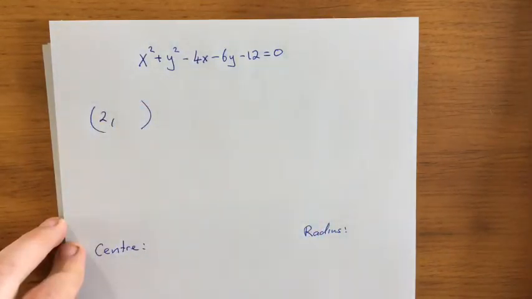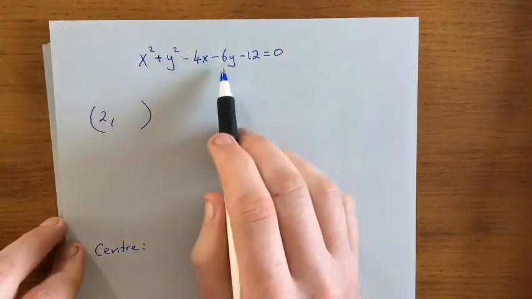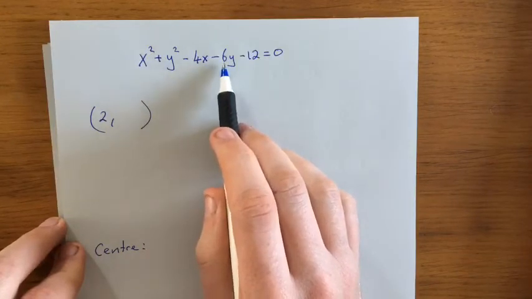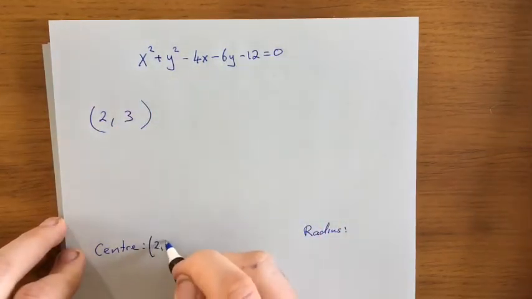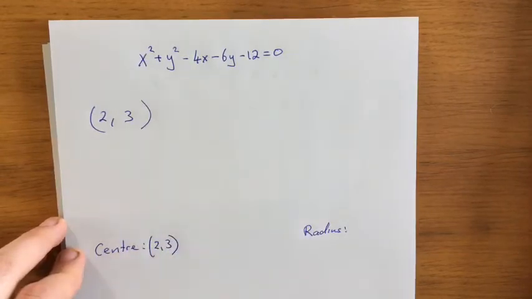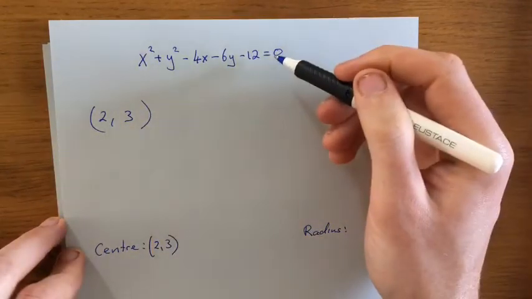And then to get the y value of the center, you come to this number, you halve it and you change the sign. So if I halve it and change the sign, I'm going to get just 3. So it's as simple as that. The center of that circle there would be (2, 3), if they give it to you in this format.